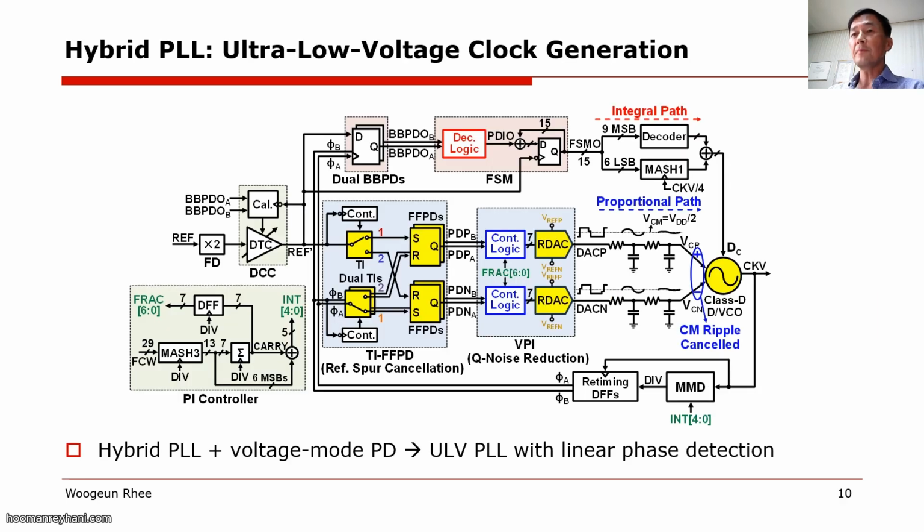Finally, hybrid PLL becomes very promising. Why? Because this one can provide linear phase detection at low supply voltage. TDC will have a severe degradation of the time resolution when supply voltage becomes lower. But at the same time, we are still using the digital integral path, so we don't have to worry about the leakage current. So by employing the voltage mode PD, we can achieve an ultra low voltage PLL with a linear phase detection, and we have very good fractional performance and noise performance.